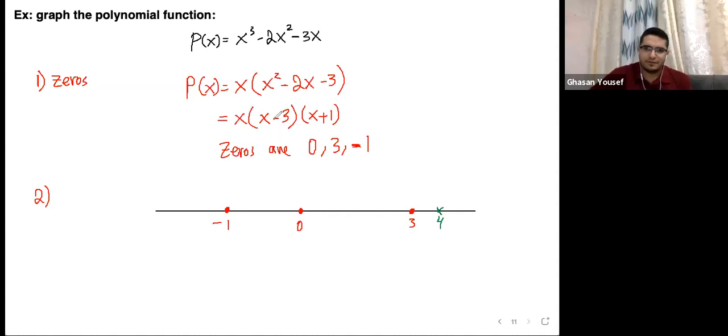Plug in the 4. So B of 4. The 4 is positive, right? So we get 4 positive, times 4 minus 3 is 1, so it's positive. 4 plus 1 is 5, so it's positive. So positive times positive times positive will give me what? Positive.